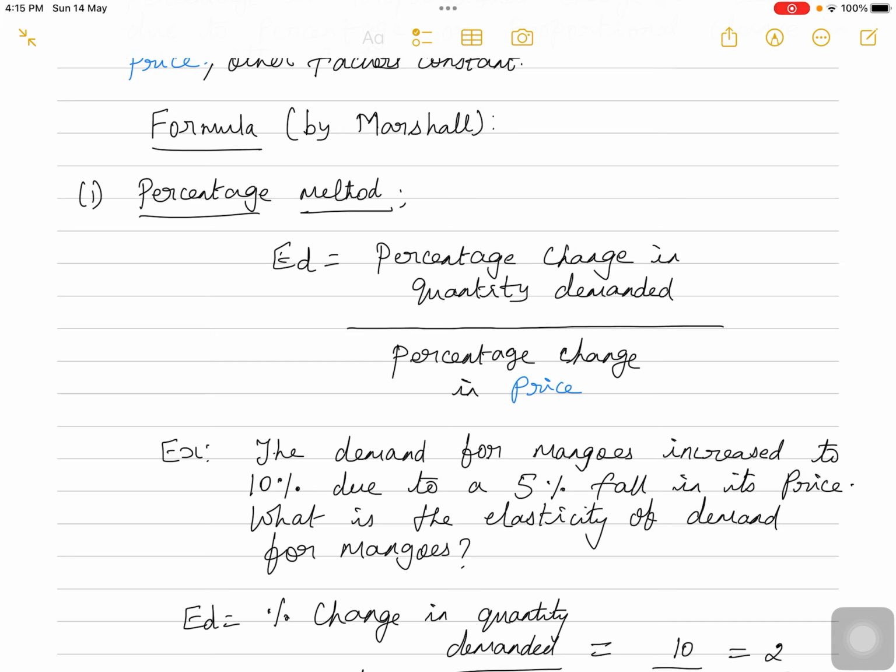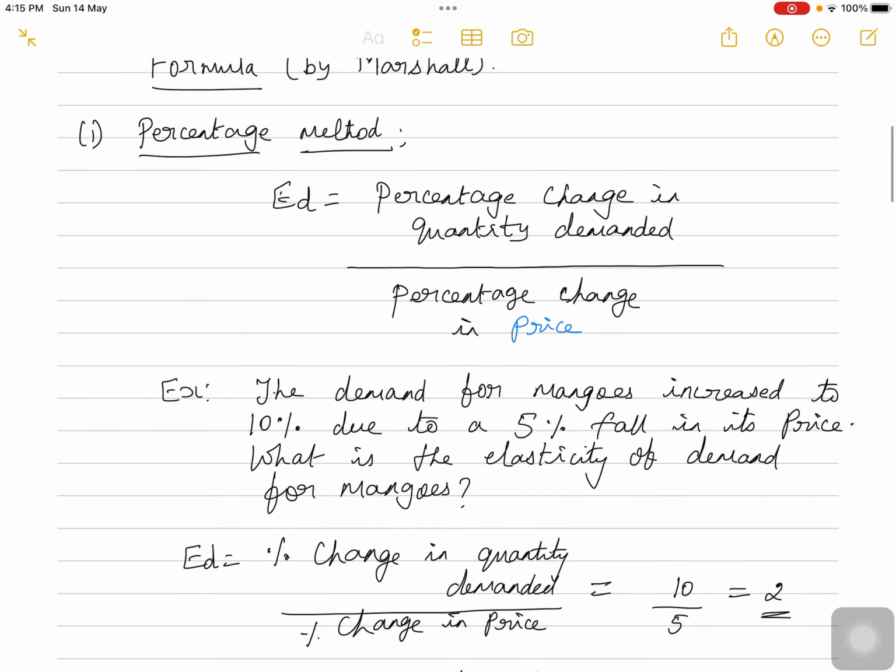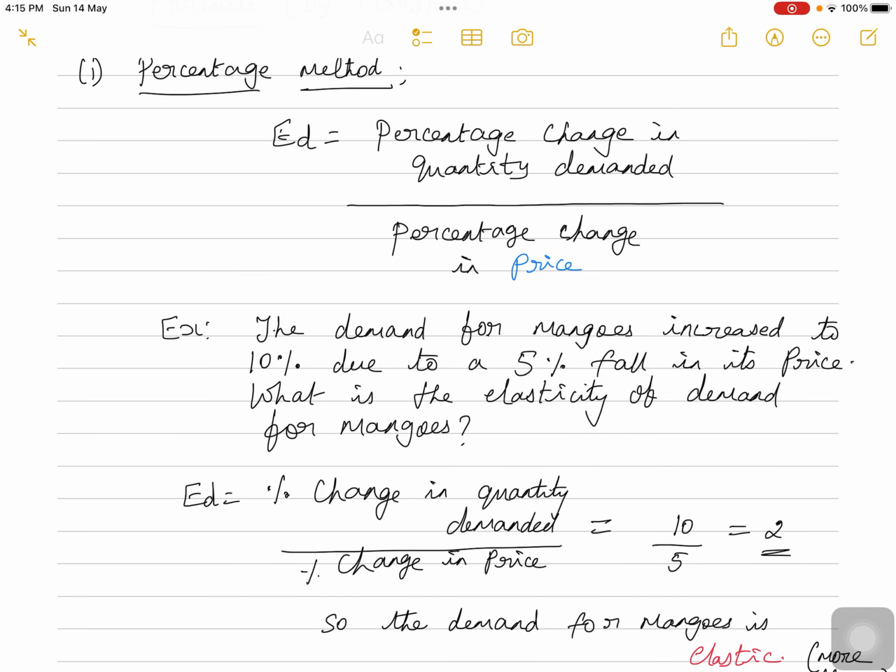I have given a simple example so that the concept will be clear to you. Suppose the demand for mangoes increased 10% from the previous level. Why has it increased? Due to a 5% fall in its price. So when the price of mangoes fell by 5%, the demand for mangoes increased 10%. What is the elasticity of demand for mangoes? We have to find out the numerical value of the elasticity of demand for mangoes.